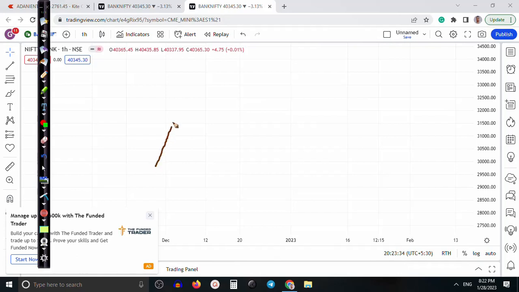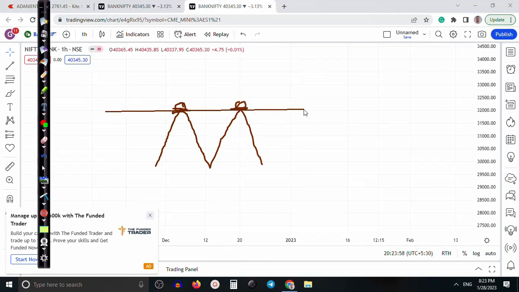So suppose price goes up, pulls back, and goes up and pulls back. So what we have seen, this is a rejection point. The price is rejecting from this specific level again and again. So we identify that that is a resistance line. So let me draw here. So this is called a horizontal resistance line.